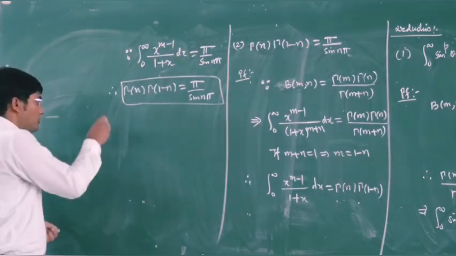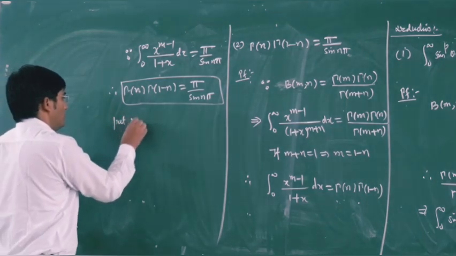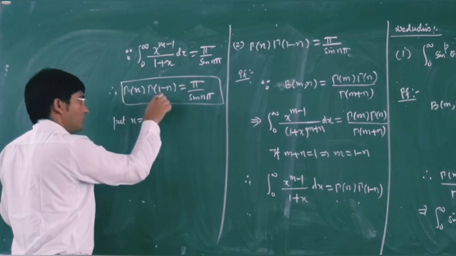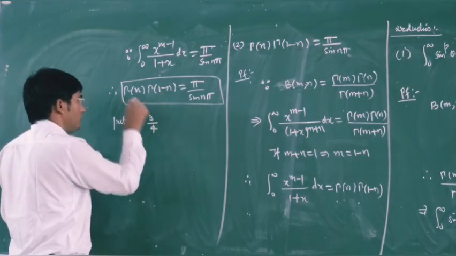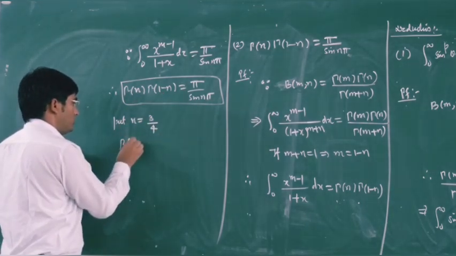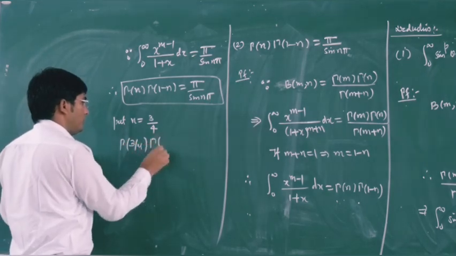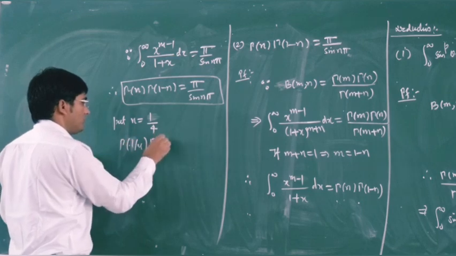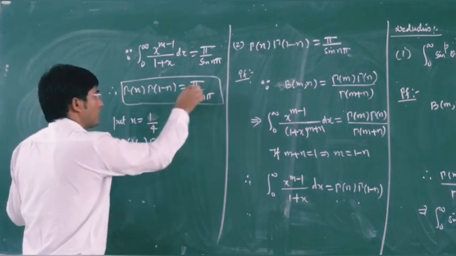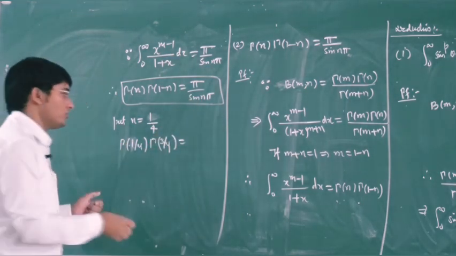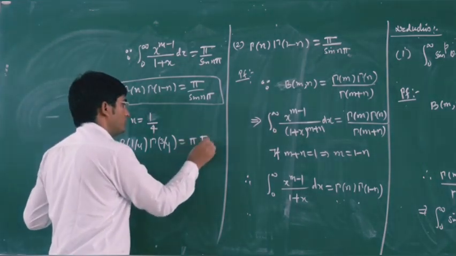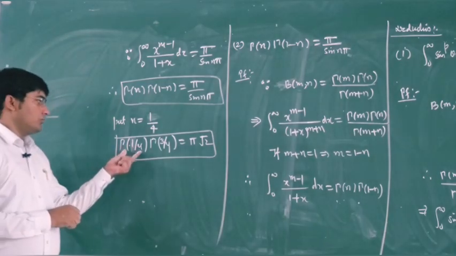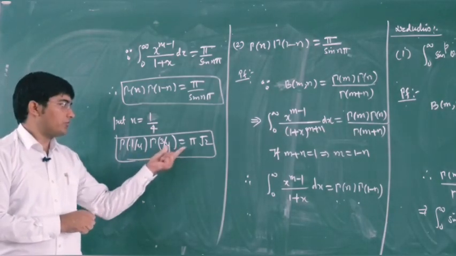Now, if we put n equal to 3 by 4, then we have gamma 3 by 4 into gamma 1 by 4, or put n equal to 1 by 4. So we have gamma 1 by 4 into gamma 3 by 4 equal to pi upon sin 45 degree, which is your 1 by root 2. So this is your pi root 2. So we have an important result from here, which is your gamma 1 by 4 into gamma 3 by 4 equal to pi root 2.